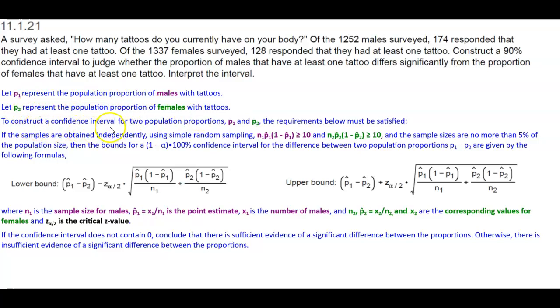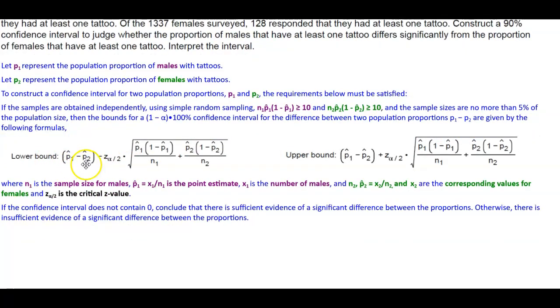To construct a confidence interval for two population proportions, P1 and P2, the requirements below must be satisfied. If the samples are obtained independently using simple random sampling, and n times p-hat times 1 minus p-hat must be greater than or equal to 10, and the sample sizes are no more than 5% of the population size, then the bounds for a 1 minus alpha times 100% confidence interval for the difference between two population proportions, P1 minus P2, are given by the following formulas.